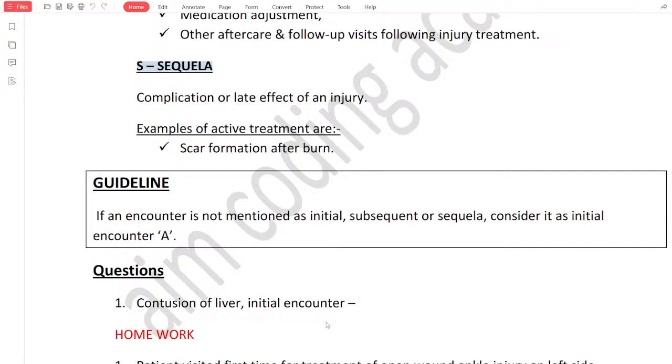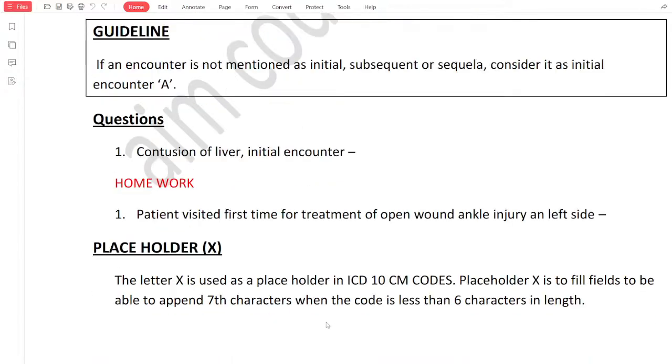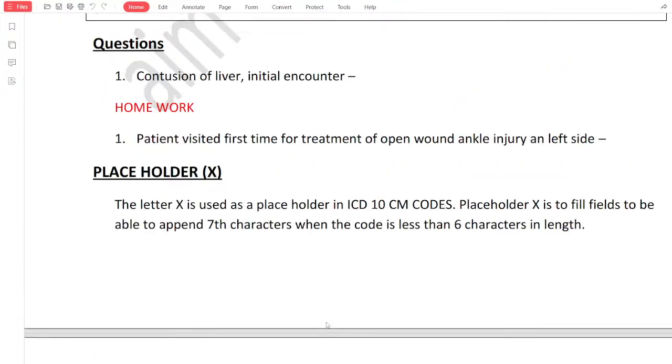So these are the questions I'm giving, and also one more thing, the placeholder. The letter X is used as a placeholder. What is a placeholder? In ICD-10-CM, X is used as a placeholder. X is used to fill the field to be able to append the seventh character. When the code is less than 6 characters in length, you have to use additional X to complete up to the seventh character. You use A, D, S only at the end of the code. Otherwise, in the middle of the code, you have to use X as a placeholder character.